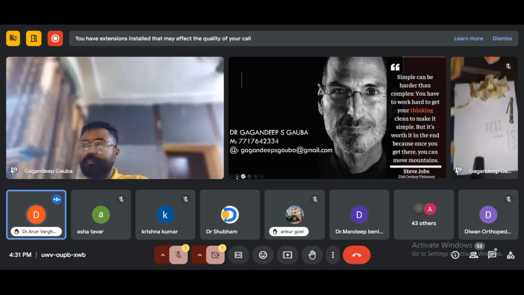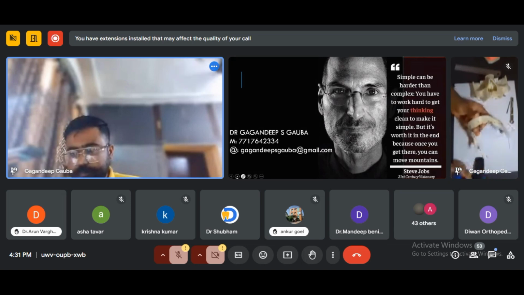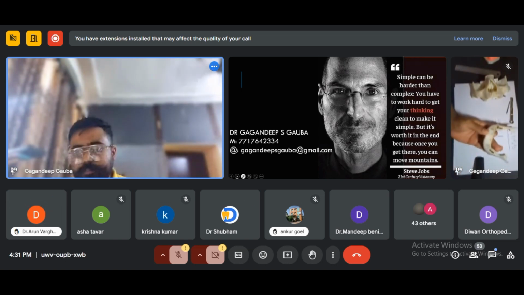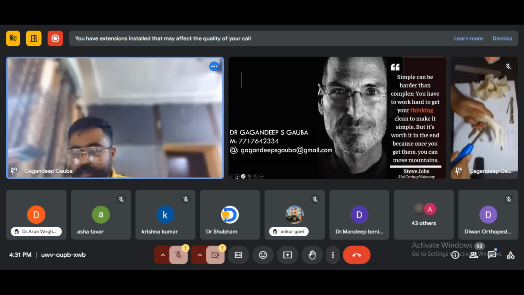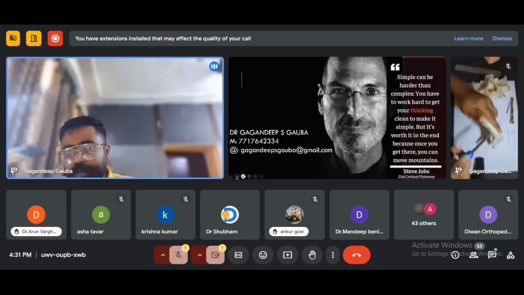Sir, my tabletop is visible. Yes, sir. This is a bent implant. You can see this implant has been bent. I detorque the implant, I have straightened up the implant, and I will remove the implant.